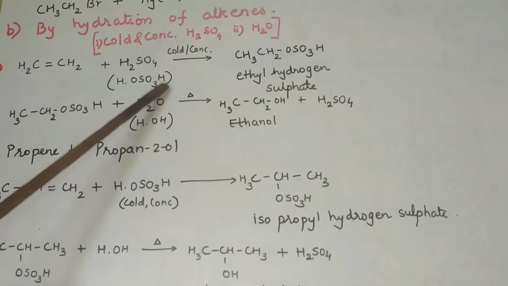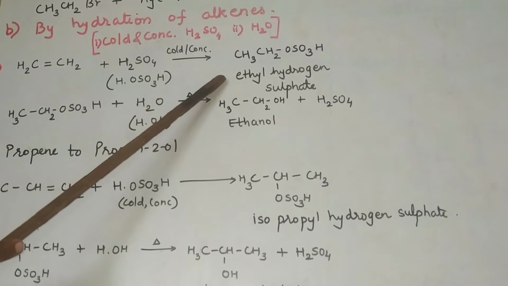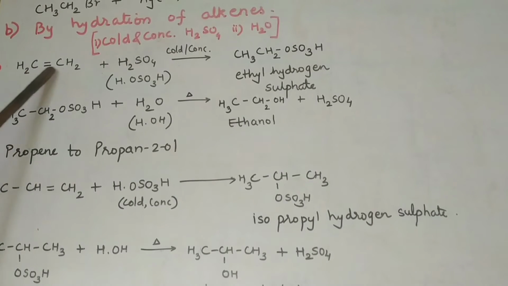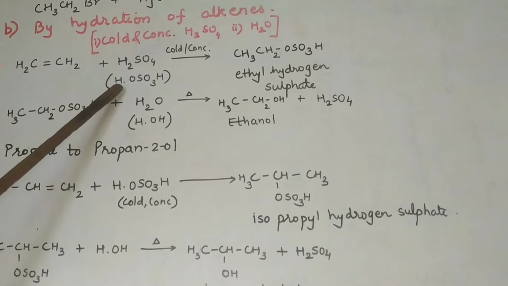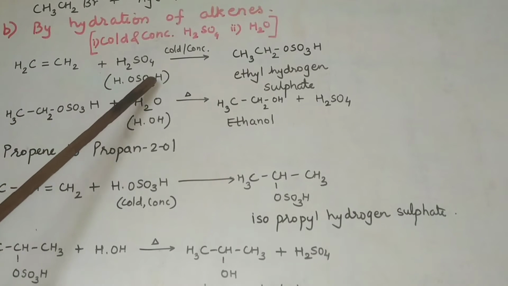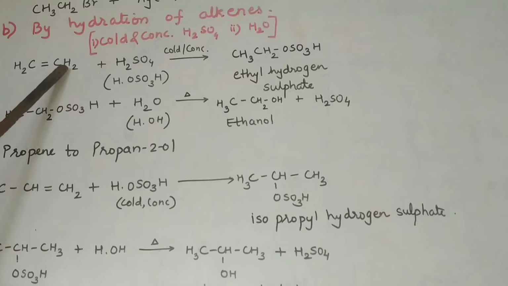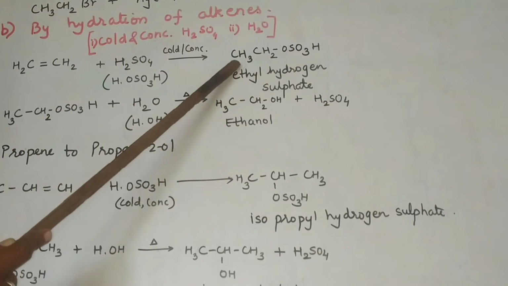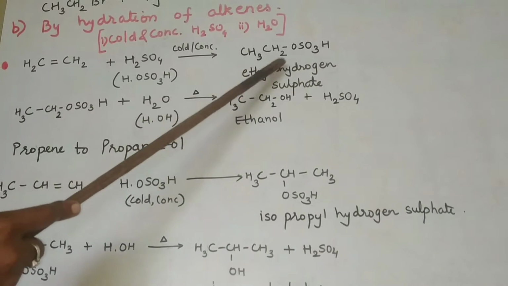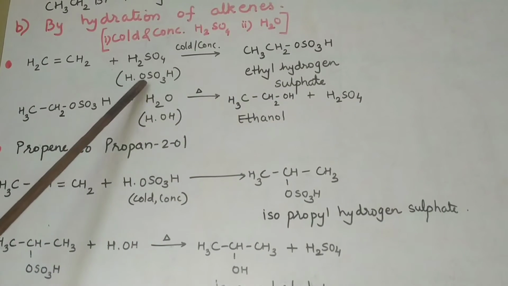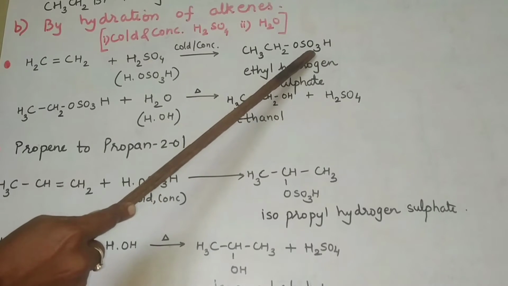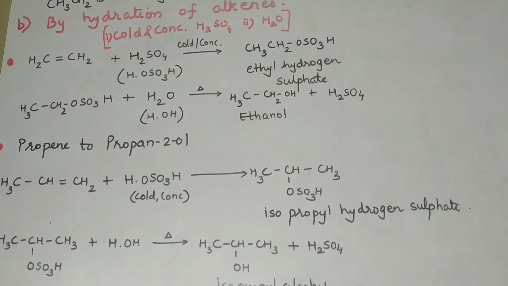Now, when the reaction takes place, it's an addition reaction where the double bond will break, hydrogen will get attached to one carbon and the OSO3H group will get attached to the other carbon. So this is the case. CH2 becomes CH3 after attachment of one hydrogen and the OSO3H group attaches to the other CH2. Now you can notice here that the OSO3H group.